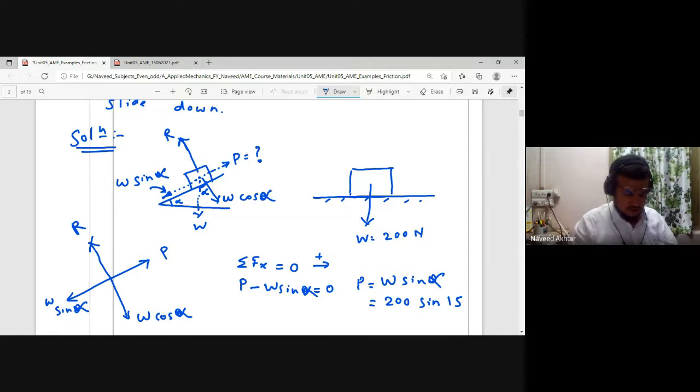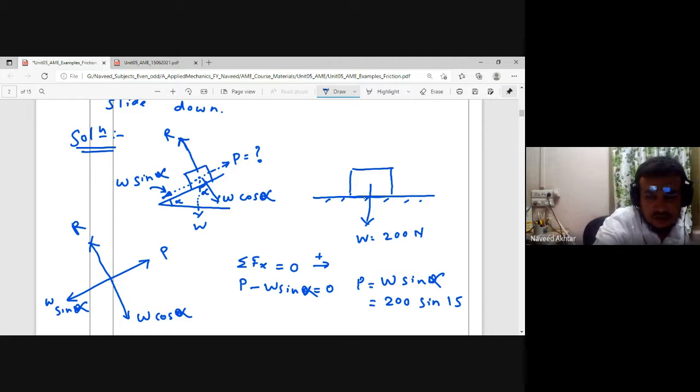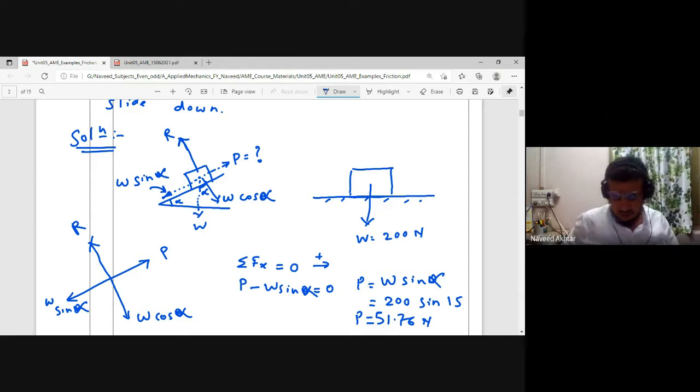Okay. So sin of 15 into 200 अगर हम करेंगे तो we'll get the value. यहाँ पर आप देखेंगे तो alpha is equal to 15, sin of 15 is 0.258 into 200, we will get the value of P, that is P is equal to how much? 51.76 Newton will be the value of your P.